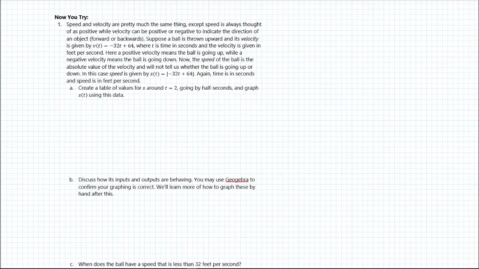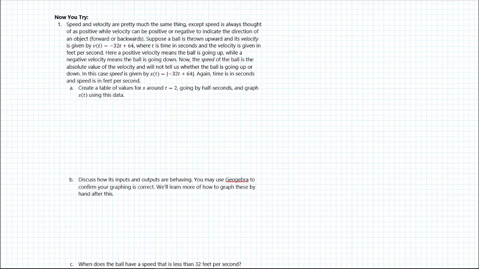Now, the speed of the ball is the absolute value of the velocity and will not tell us whether the ball is going up or down. It'll just tell us how fast it's going in whatever direction it happens to be going at that moment. In this case, speed is given by the function s of t equals the absolute value of negative 32t plus 64. Again, time is in seconds and speed is in feet per second.